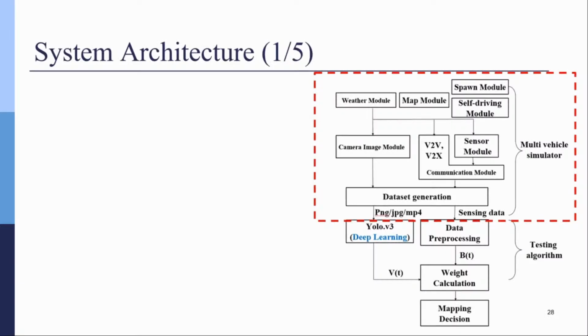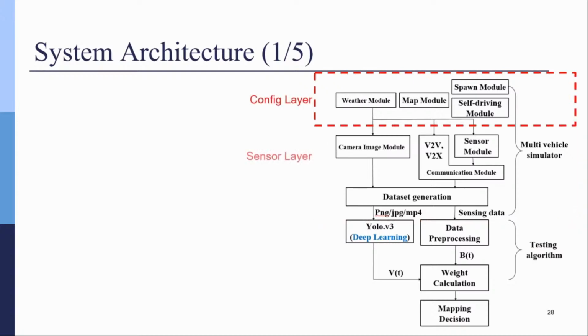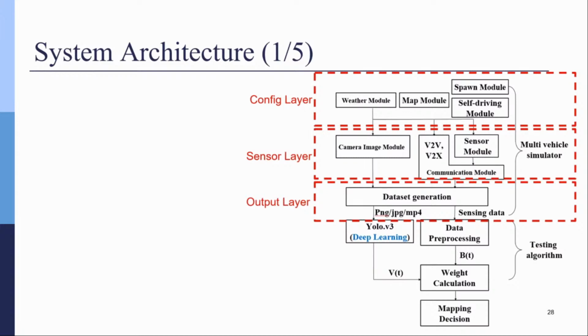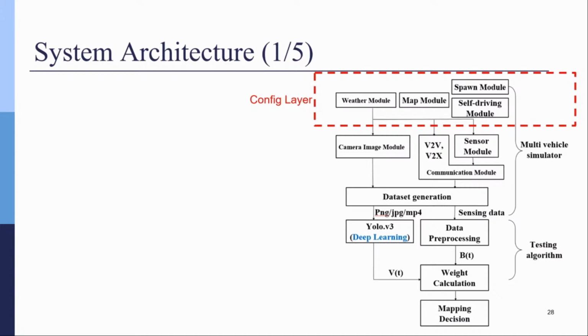Here I will not spend too much time explaining the details of the simulator. This figure shows the system architecture of the simulator. The simulator is composed of three layers: configuration layer, sensor layer, and the output layer. In the configuration layer, there are four modules: weather module, map module, spawn module, and self-driving module.